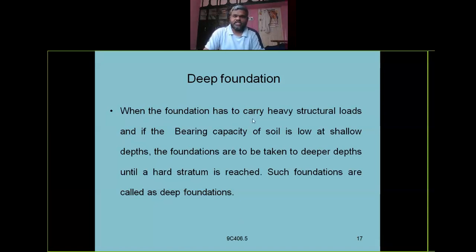When the foundation has to carry heavy structural loads, and if the bearing capacity of the soil is low at shallow depths, the foundations are to be taken to deeper depths until a hard stratum is reached. Such foundations are called deep foundations. Deep foundations are generally carried out on the seashore, and if any structure is constructed near a dam site where the groundwater table is high, at just 1 foot or 2 feet level, deep foundations are required at such places.